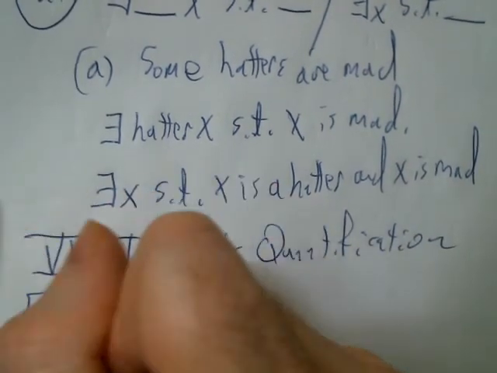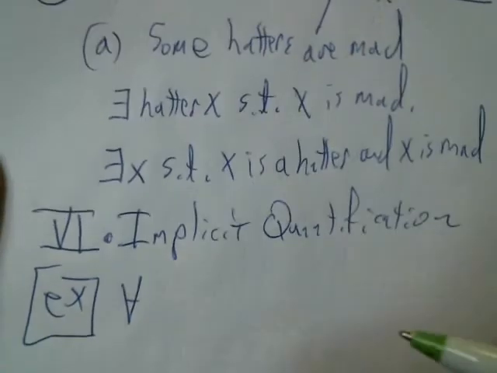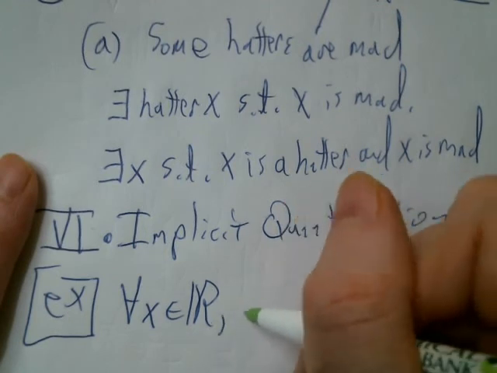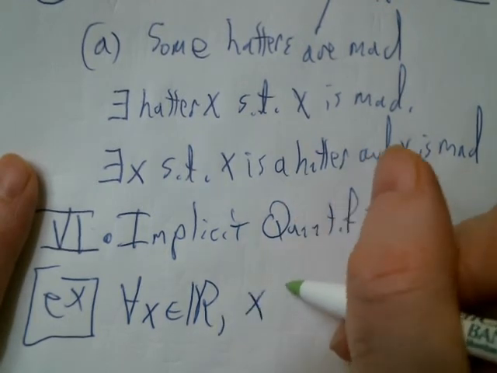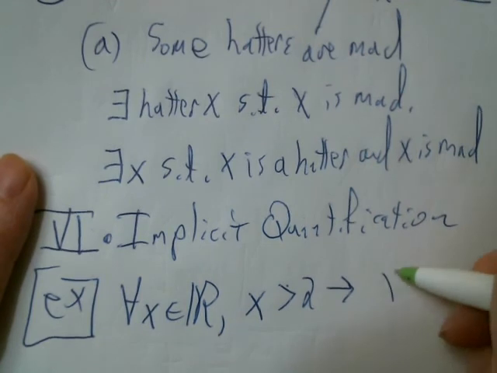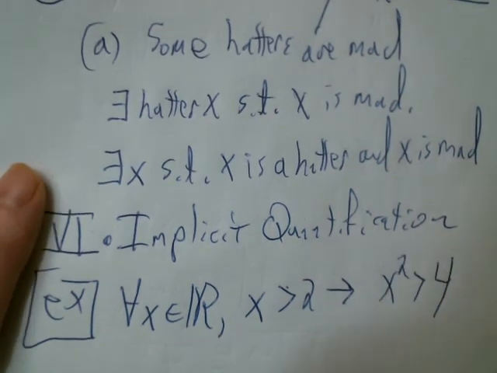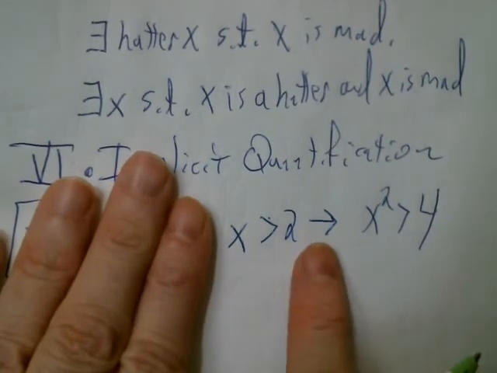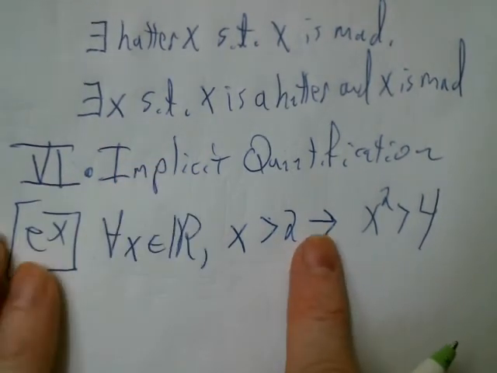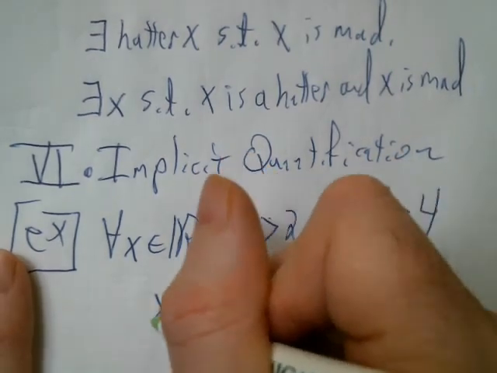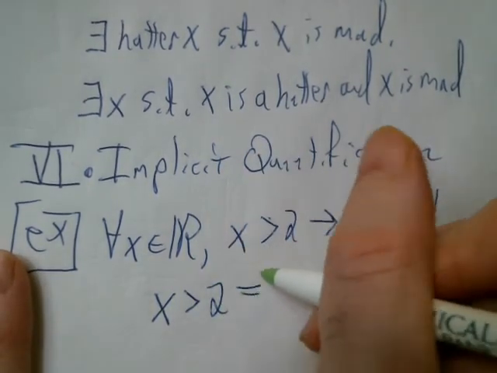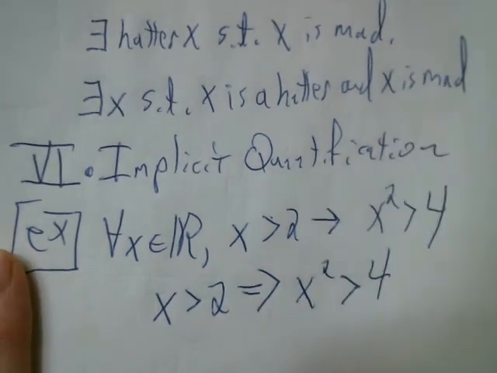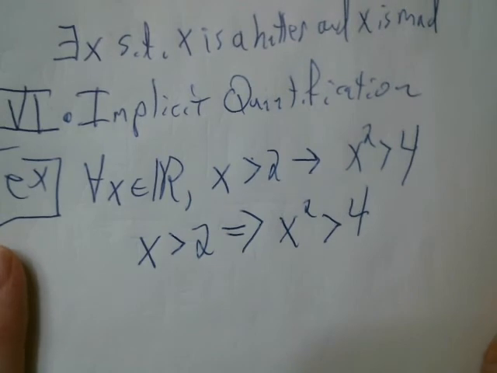For example, the universal statement: for all x in the real numbers, if x is greater than 2, then x squared is greater than 4. You can leave out that first part, but if you do, you have to change this arrow to a double arrow. So it'll look like this: x greater than 2 implies x squared is greater than 4. Not a big deal. It's just a notational thing.